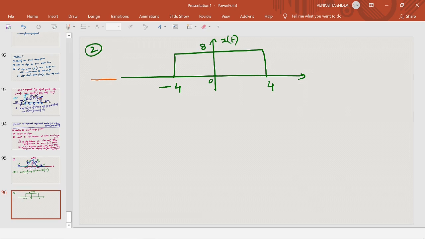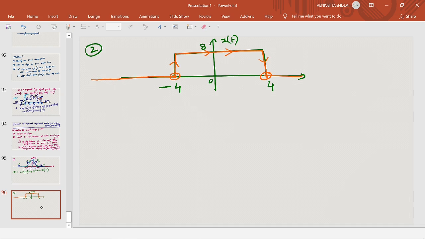From minus infinity to minus 4, we have 0, and at exactly t equal to minus 4, it changes to this. So this is the signal change point. From minus 4 to 0 it is constant, and 0 to 4 also constant. So at t equal to 0 it has not changed. So t equal to 0 is a non-signal change point. And at t equal to 4, it changes to 0. So t equal to 4 is the signal change point. We have only two signal change points, at t equal to minus 4 and t equal to 4.